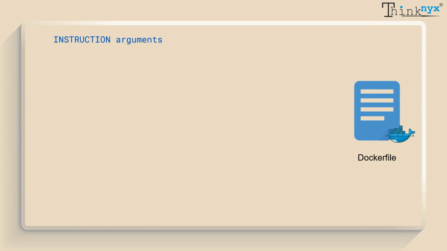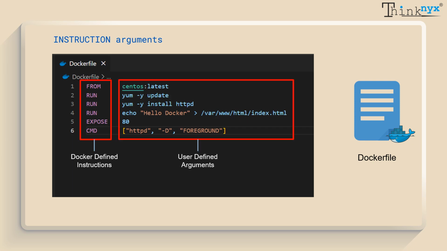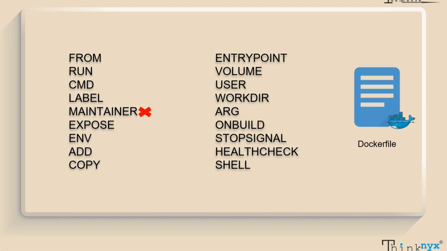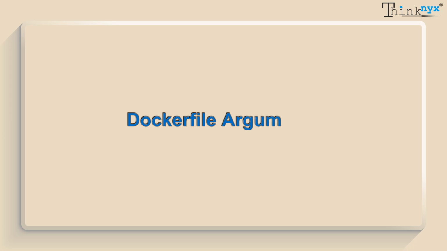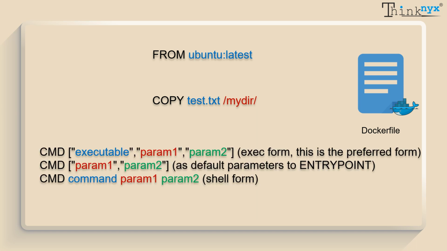The format of Dockerfile is instruction followed by arguments. Dockerfile contains Docker-defined instructions and user-defined arguments. Let's now talk about Dockerfile instructions. We have totally 18 Docker-defined instructions, out of which maintainer instruction is deprecated now. Let's now talk about Dockerfile arguments. Let's see through an example. In FROM instruction, the argument is just 1. For COPY, the arguments are 2, while CMD can have 3 different forms.